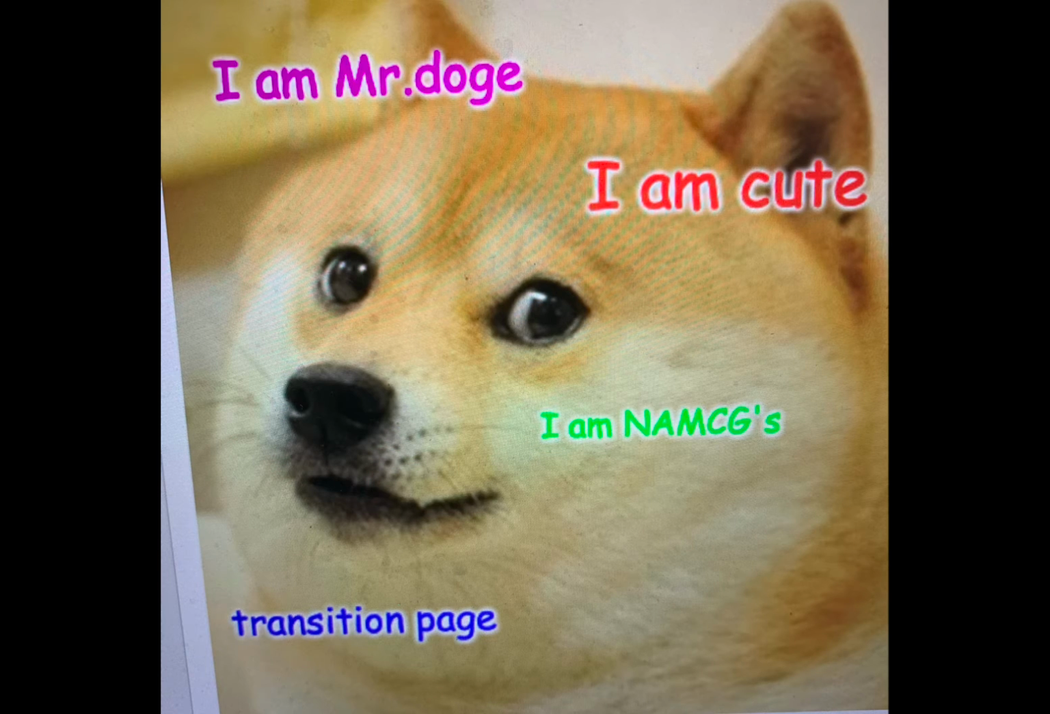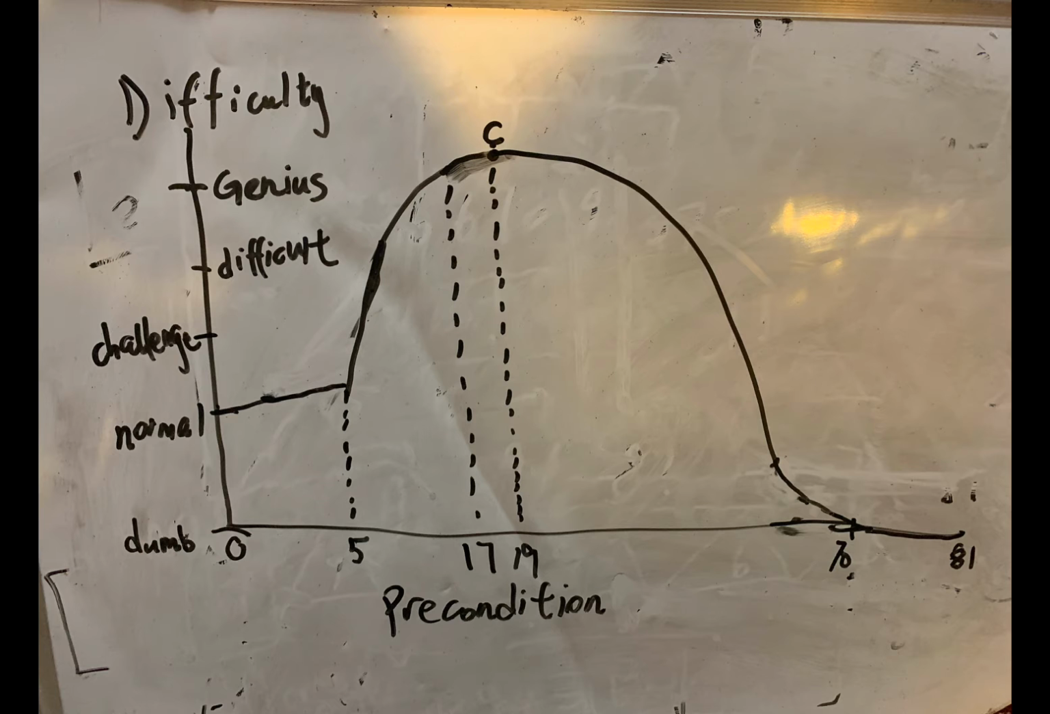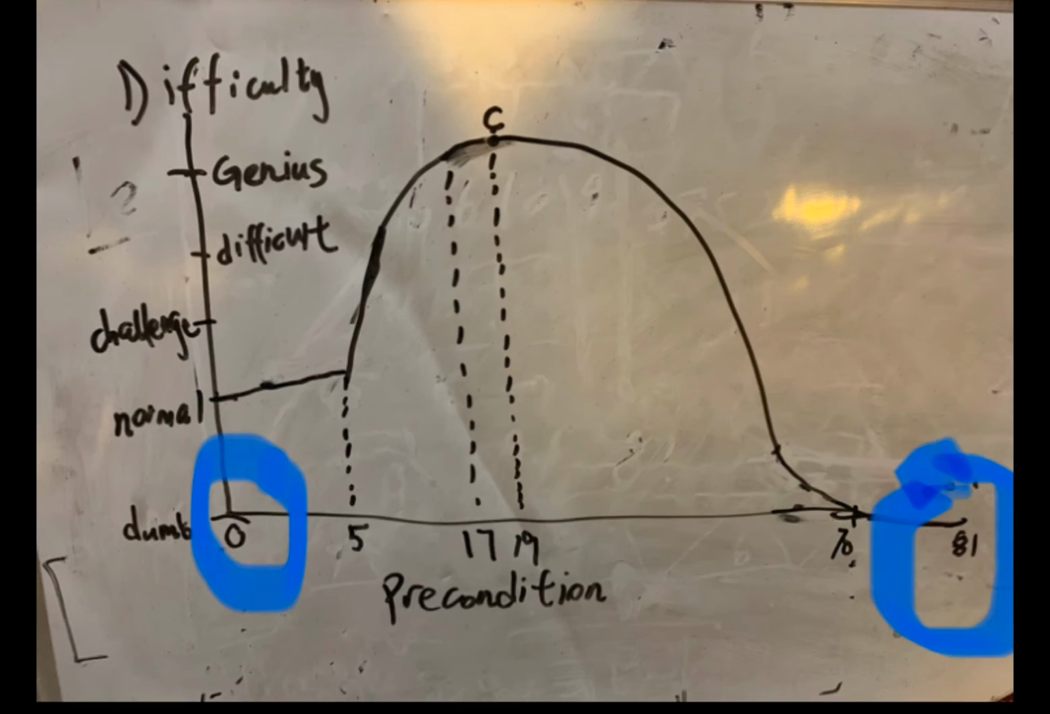Part 2. How difficult is it to solve a classical Sudoku and a non-classical Sudoku? We can summarize the difficulty of a Sudoku in a graph. In both sides, they are easy. When you have 81 preconditions, the Sudoku is complete and you don't need to write anything. When you have 0 precondition, you can just memorize a Sudoku and fill them out.